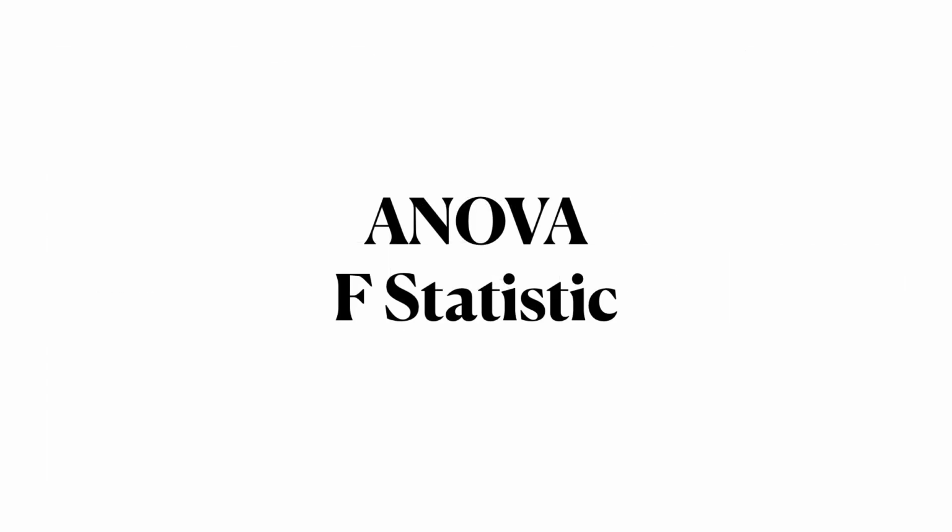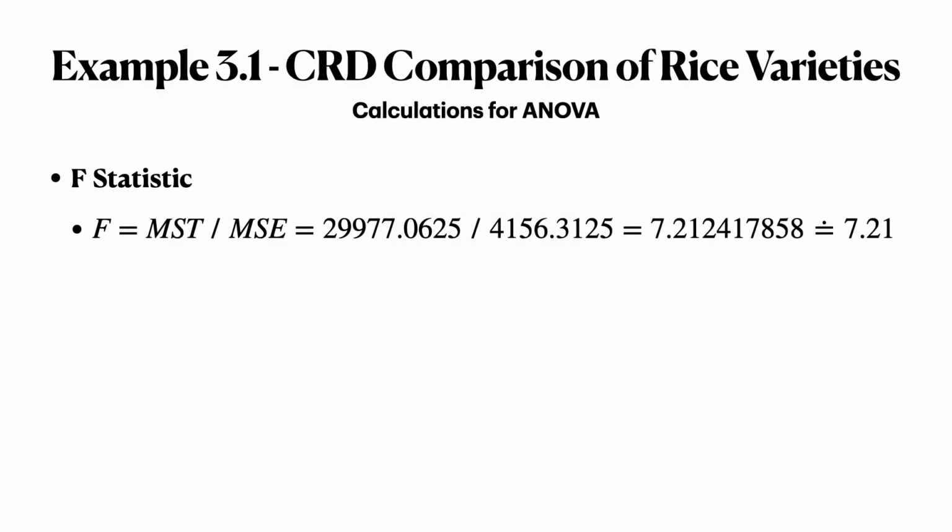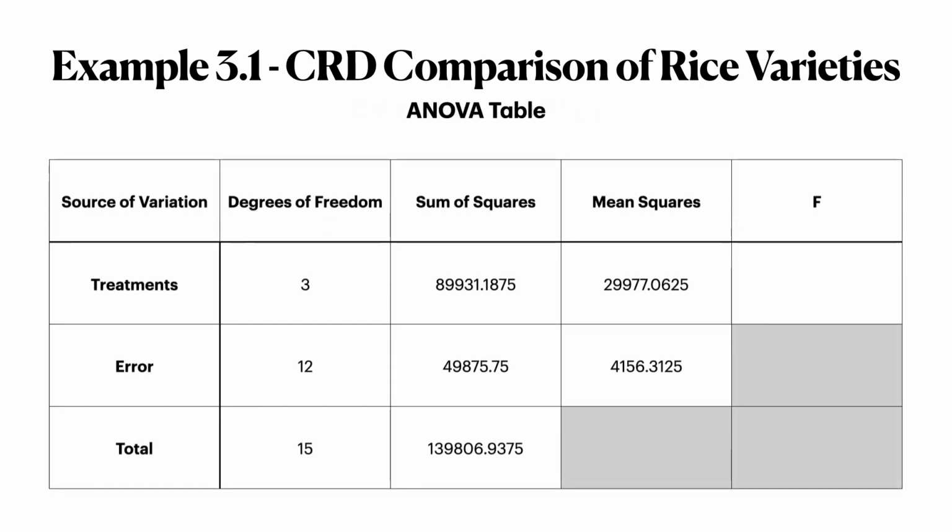Finally, we can calculate the F statistic for the analysis of variance. The F statistic is the ratio of the mean squares for treatments divided by the mean squares for error. And so you see here that we get 7.2124 approximately. And if we round that to 2 decimal places, that would be 7.21. And so we see here that when we have the ANOVA table in front of us, we can very easily calculate the F statistic by taking the ratio of the mean squares for treatments by the mean square for error, and that gives us 7.21.